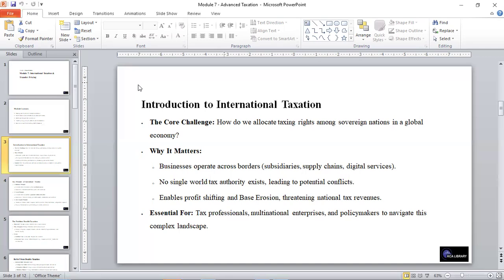And it is actually essential. International taxation is essential for tax professionals, multinational enterprises, and policy makers to navigate this complex landscape.